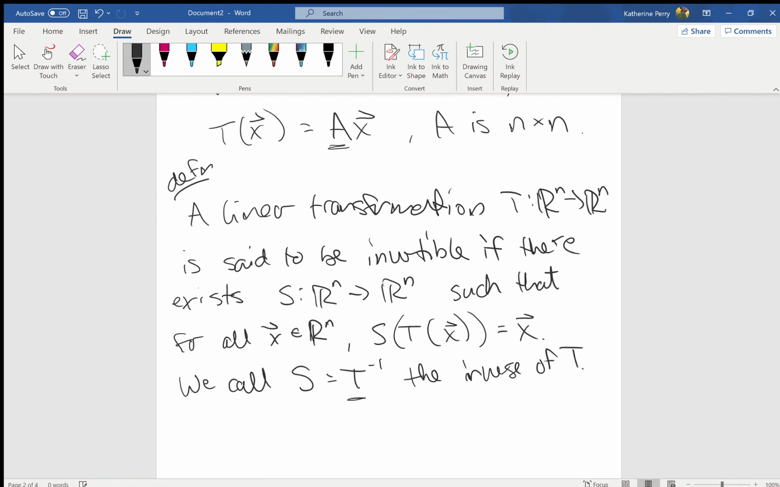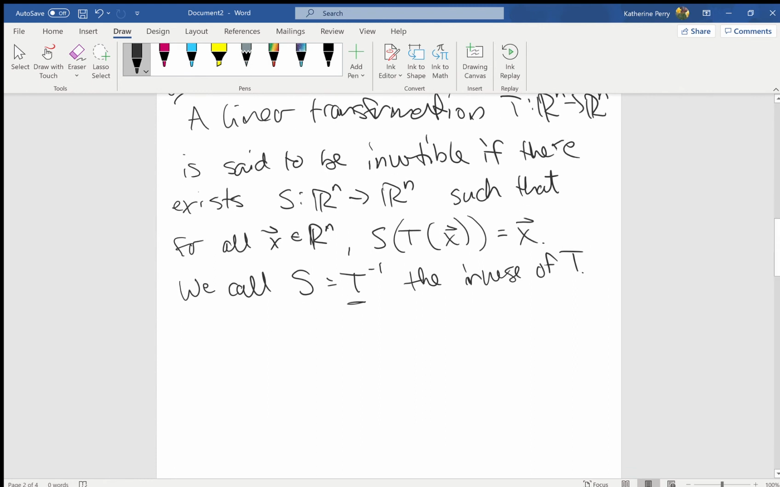Okay, and so how do we form S? Well, what we do is we would let S be represented by the standard matrix A inverse. So in this instance, the transformation S of x would be equal to A inverse times x.